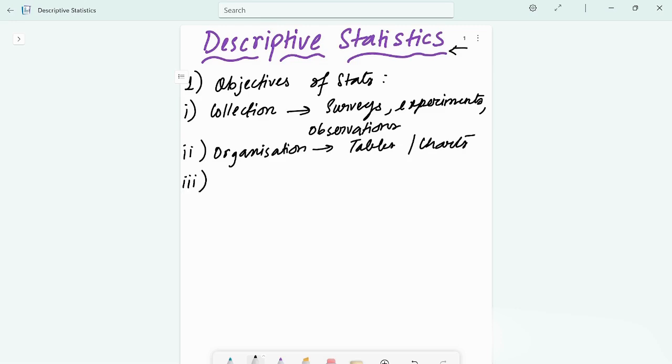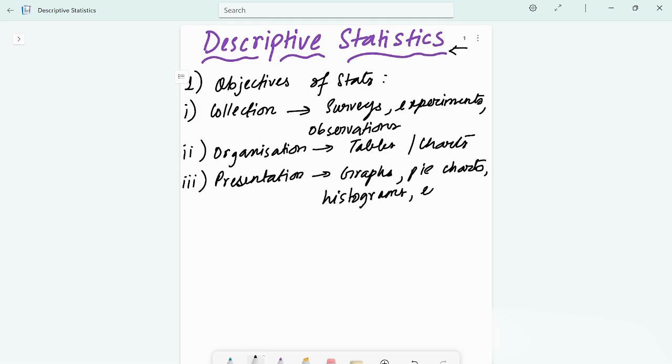Third is presentation of data, which means displaying the data visually using graphs, pie charts, histograms, etc. Fourth is analysis of data, which is to find patterns, trends, or relationships using methods like averages, dispersion, or correlations.